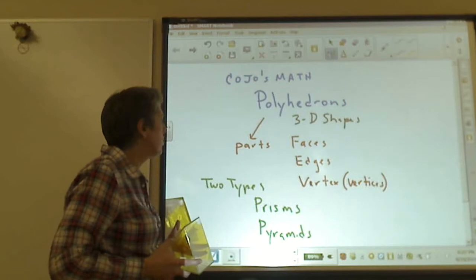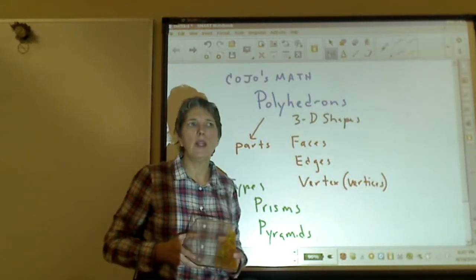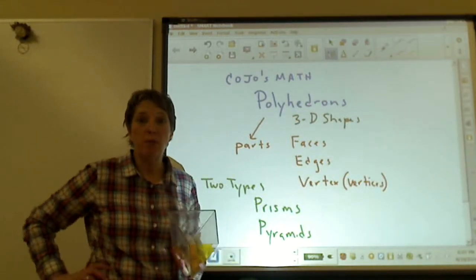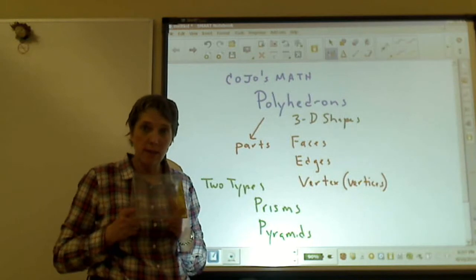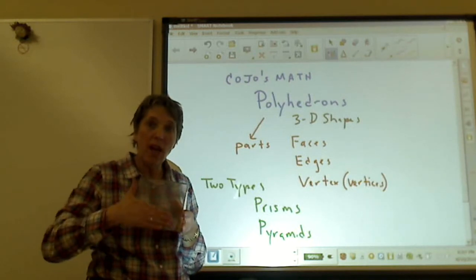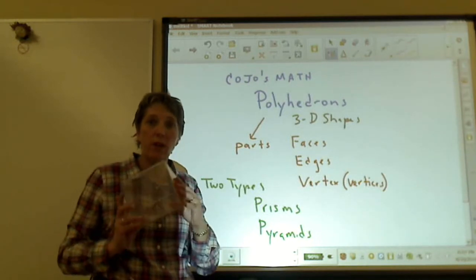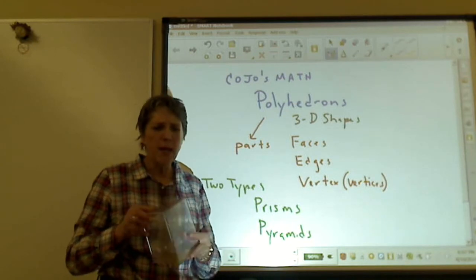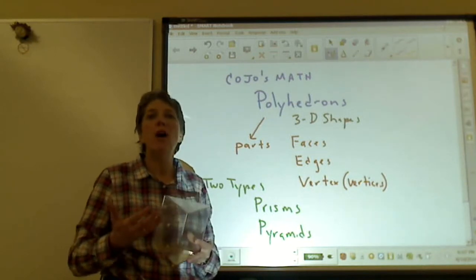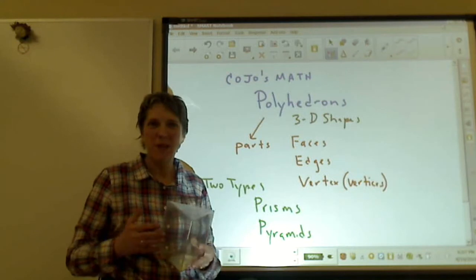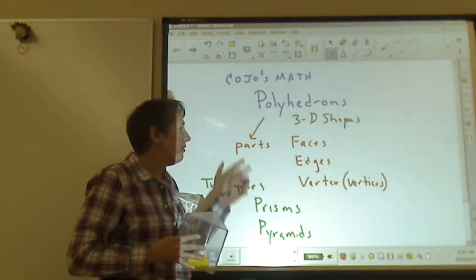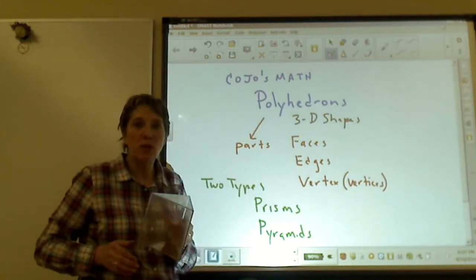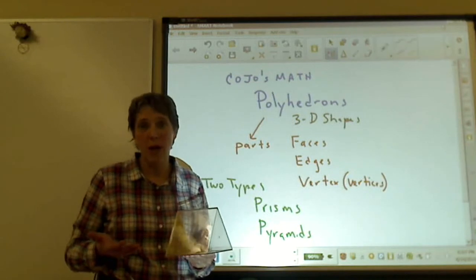But what makes a polyhedron a polyhedron is that it's made up of shapes. The faces are the shapes that make up the 3D figure. Okay? So polyhedrons are made up of shapes. That's very important. So the faces are what shapes do you have and how many faces do you have.